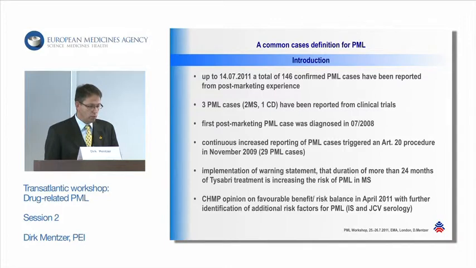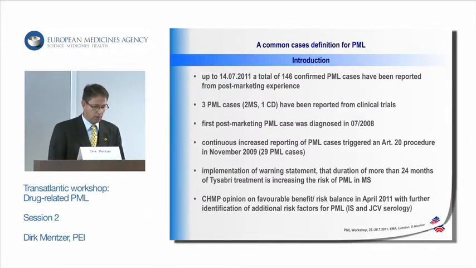A year ago, due to this revision, we had the implementation of the risk cutoff at 24 months, where we saw an increase of PML cases after 24 months of treatment. And finally, in April we had the renewal of Tysabri in the EU, agreeing to a favorable benefit risk, including also some new aspects of risk minimization with regard to immunosuppressive treatment and the JC virology.